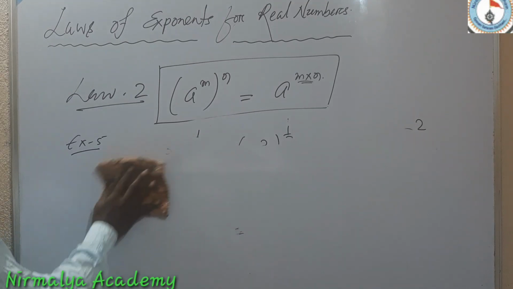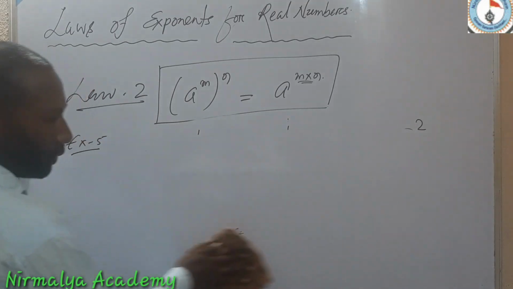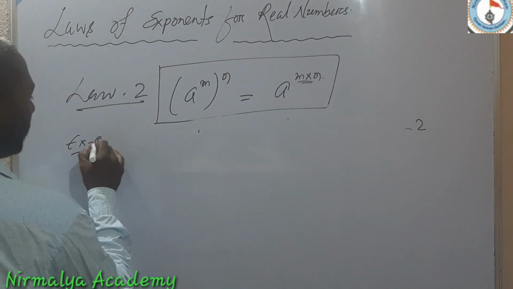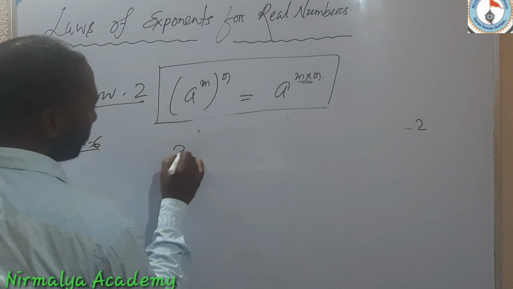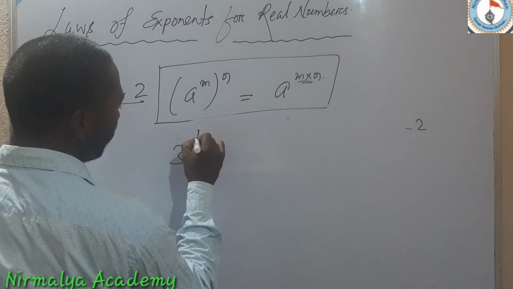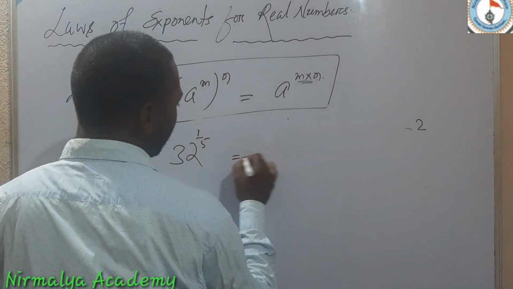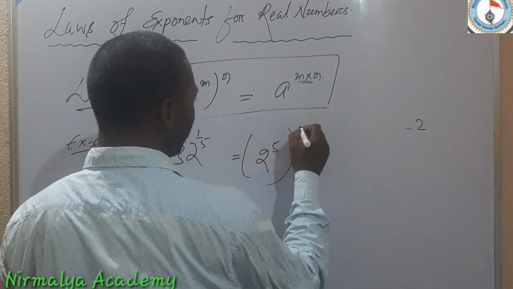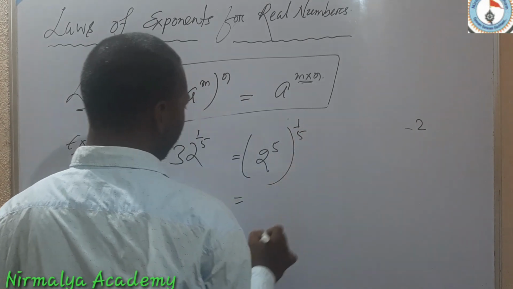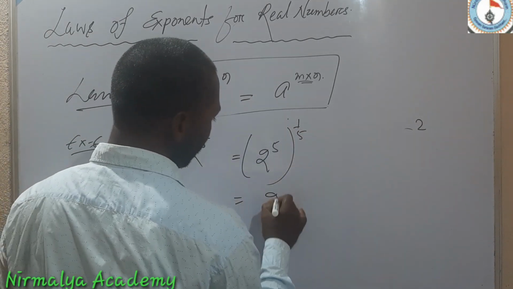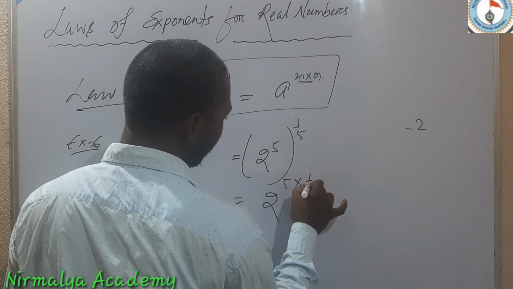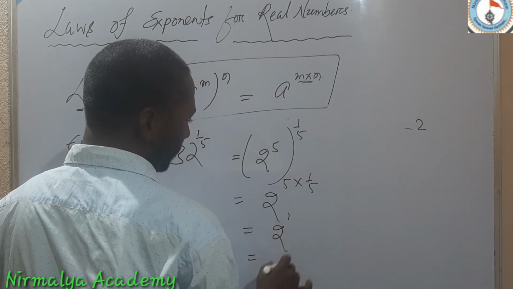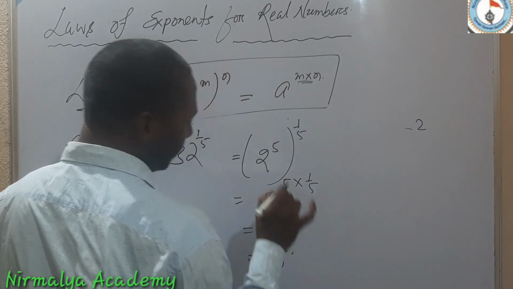Let's take another example. 32 to the power 1 by 5. 32 is 2 to the power 5, whole to the power 1 by 5. 2 to the power 5 into 1 by 5 equals 2 to the power 1, which is 2.